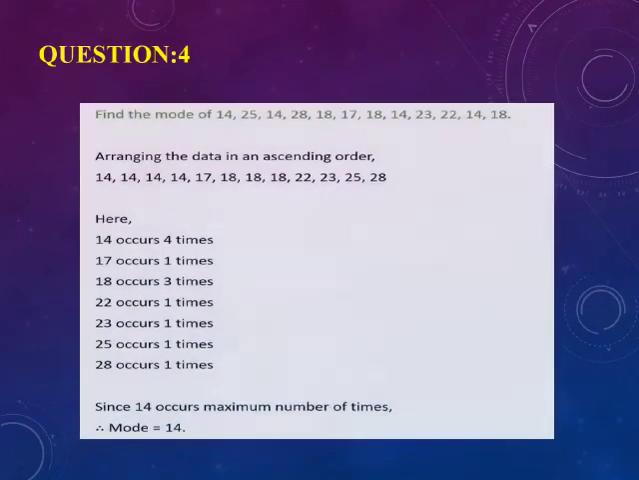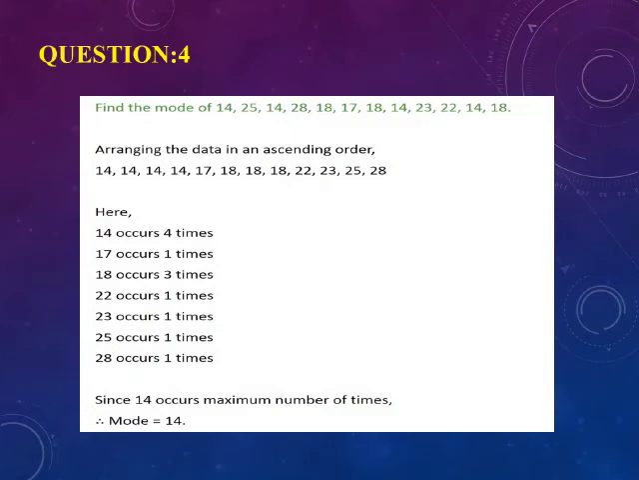Fourth question. Find the mode of 14, 25, 14, 28, 18, 17, 18, 14, 23, 22, 14, 18. First, we have to arrange the observations in ascending order. Here they arranged the observations in ascending order. Already we know mode is the most frequently occurring digit.